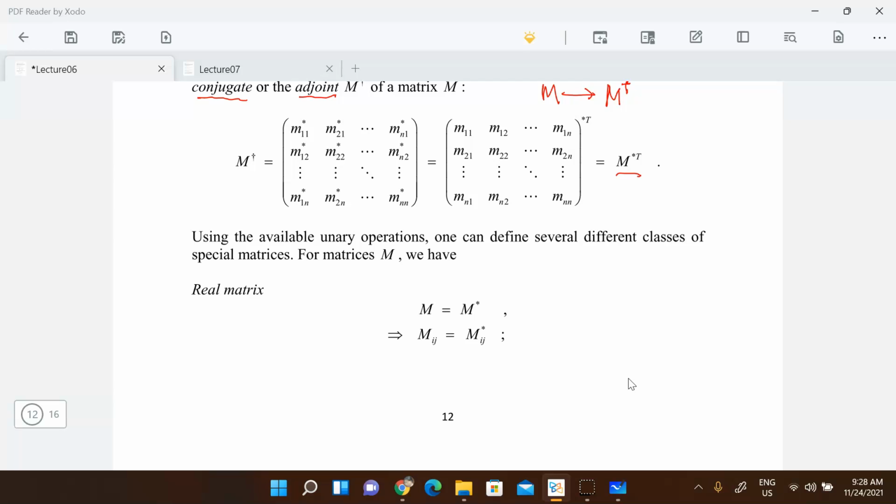With respect to these unary operations, one of the things that we can try to identify or classify is that you can use these unary operations to define very special matrices. For example, the case where M equals M conjugate, these are what we call a real matrix. Of course that is simply obvious. You have this thing equal to its conjugate itself. That means all your entries will have to be real.